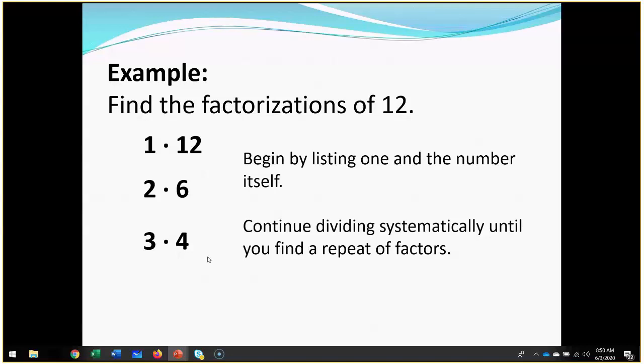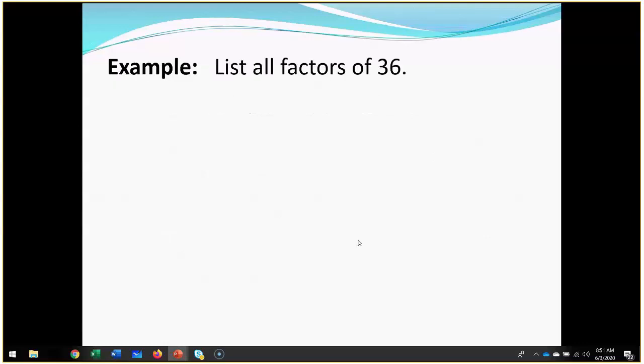That means you don't have to check 5, you don't have to check 6 because 6 is already there. You don't have to check 7 because 7 won't work, 8 won't work, and so on. Once you see the repeat, you're done. Let's try another one. So all factors of 36, we're going to start with 1 and the number.